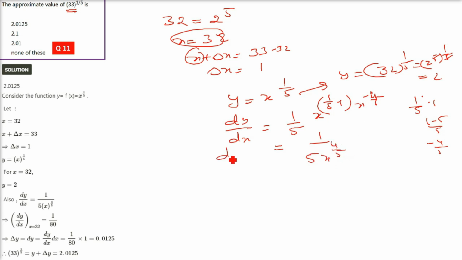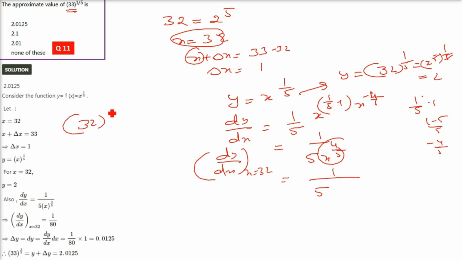This goes down. dy by dx is this one. So as I said, we have to compute it at the value which is x being assumed. x is 32 here. So 32 to the power 4 by 5, which is essentially 32 to the power 1 by 5 raised to the power 4. So 32 raised to 1 by 5 is 2, 2 raised to 4 is 16. So 1 by 5 into 16 is going to be 1 by 80.